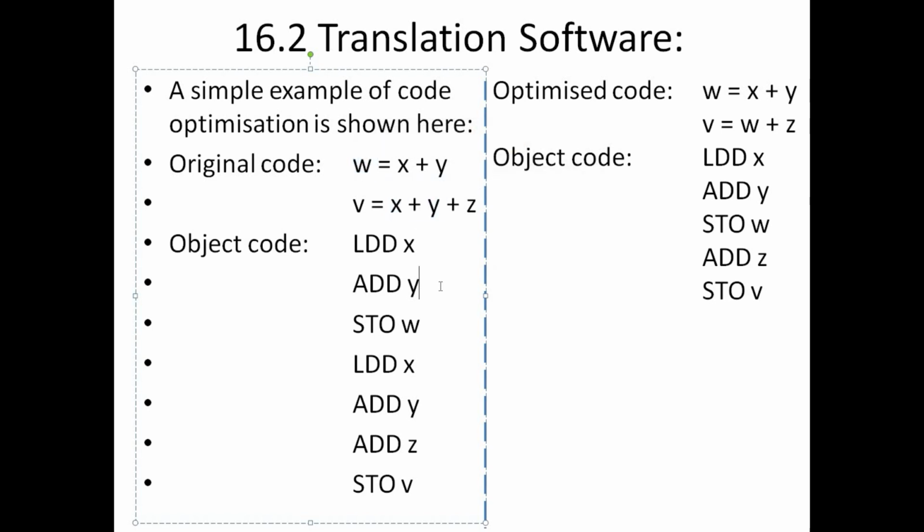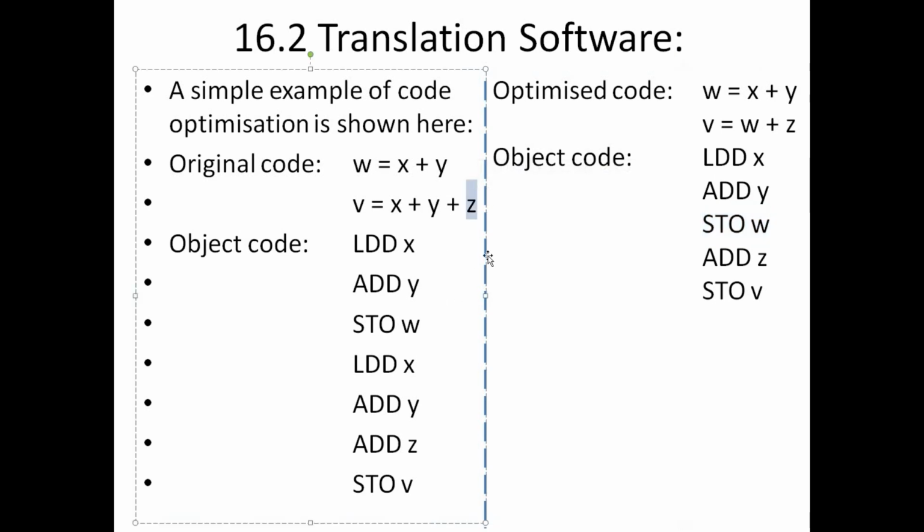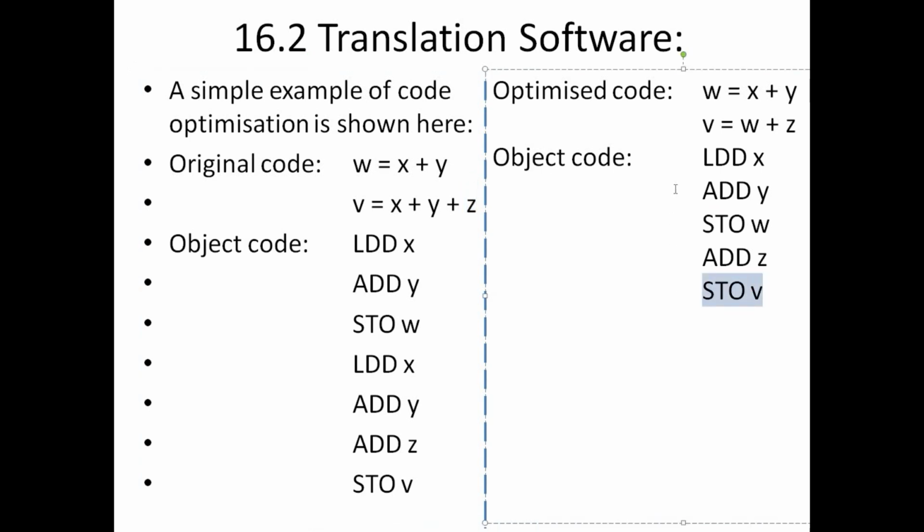Now looking at this original code, you know very well this part is actually w, because w equals x plus y. So what you can do, you can simply load x, you can add y to it, you can store it in w, and then if you simply add z to it, you'll have the final output that is desired, and then you can store it in v.